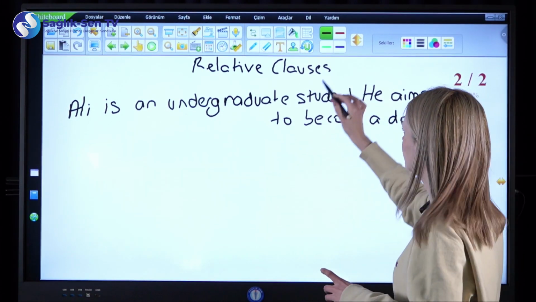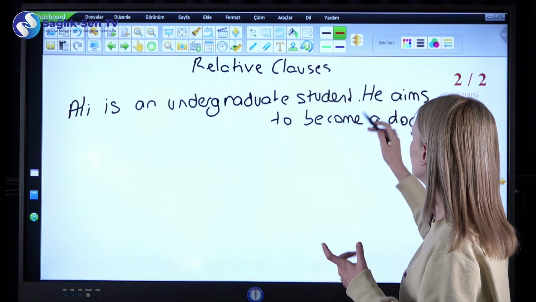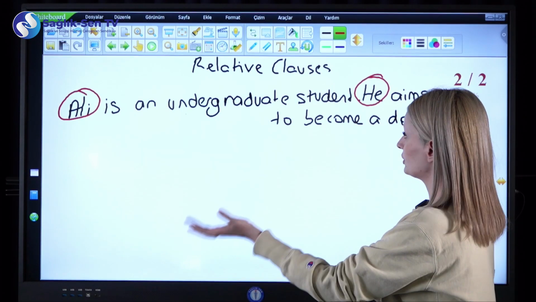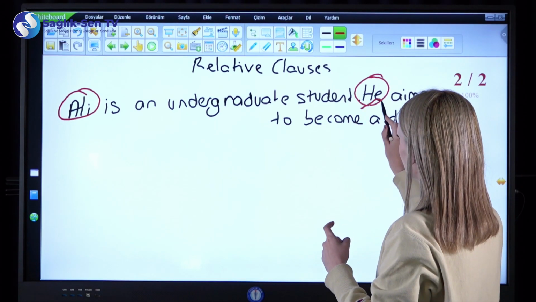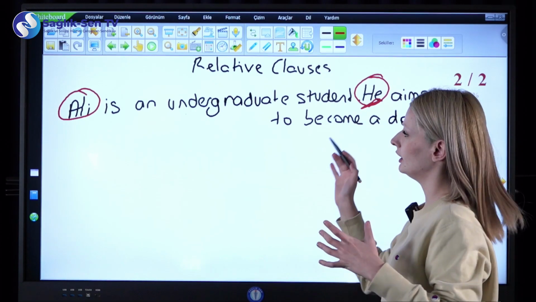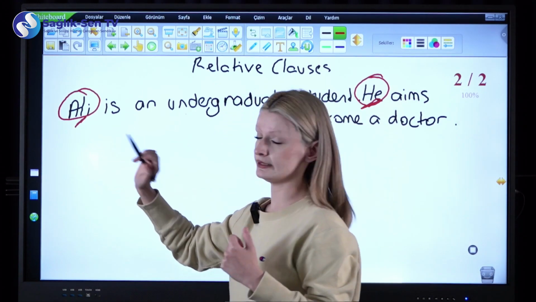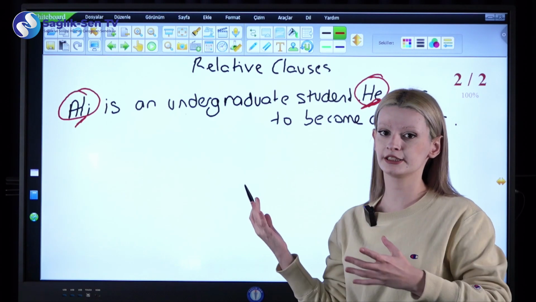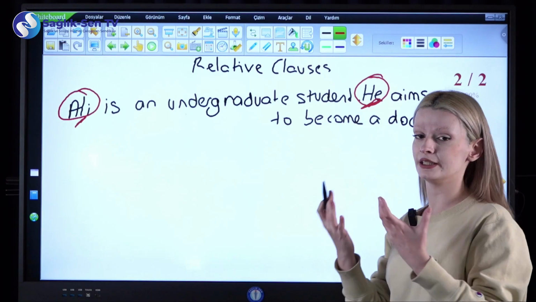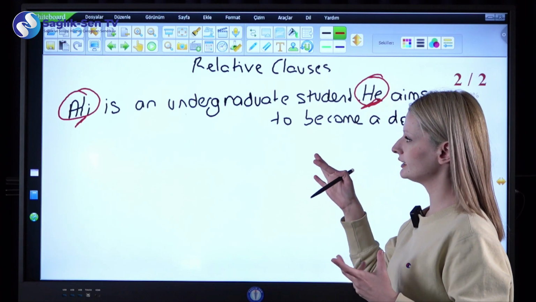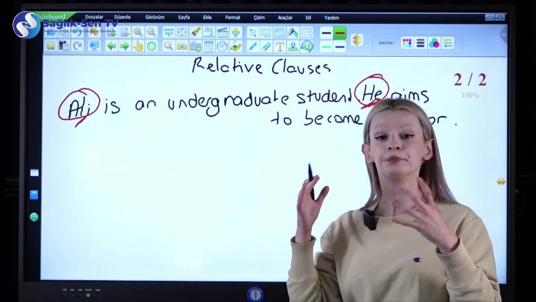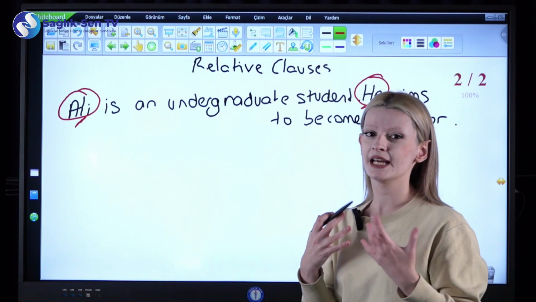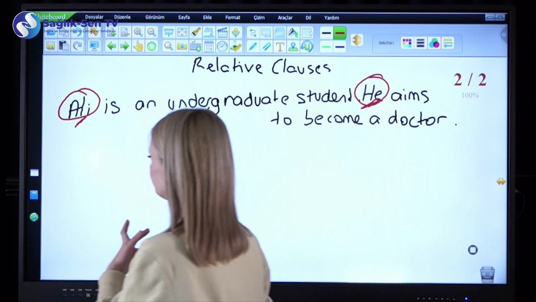In this sentence, what we have in common is the subject of the sentences, which is Ali in this case. Here we have a pronoun referring to Ali. We don't necessarily have to use this long sentence to give the same meaning. We can shorten it and gather them in one sentence, which can sound and be understood better.